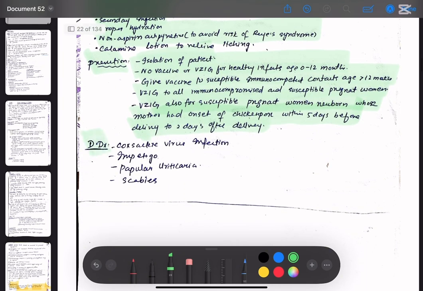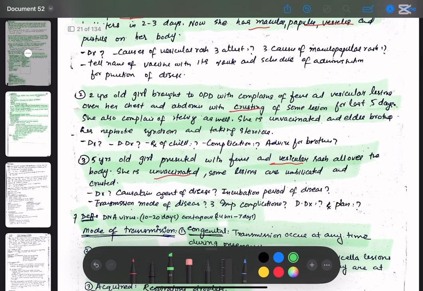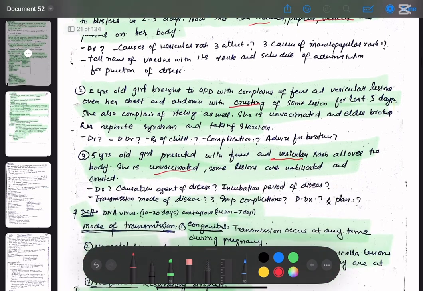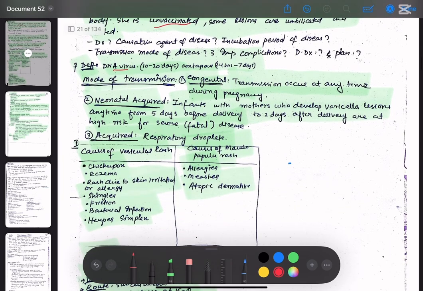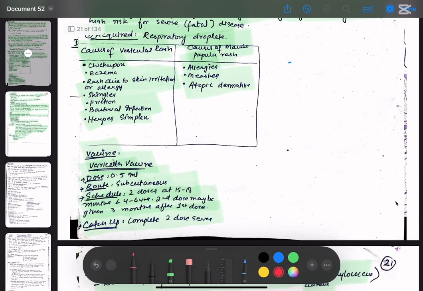The differential diagnoses of chickenpox are Coxsackie virus infection, impetigo, papular urticaria, and scabies. So this was all about chickenpox, where we have low-grade fever, malaise, and a few red spots: macules, papules, and vesicles, and the crusting of some vesicles. This is the definition: it is a DNA virus, and the mode of transmission is congenital, neonatal, and acquired. Then we will discuss the causes of vesicular rash and macular papular rash.